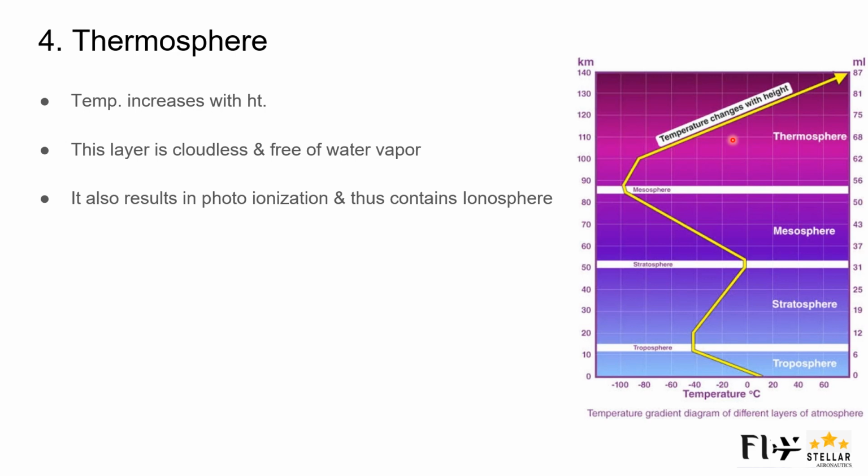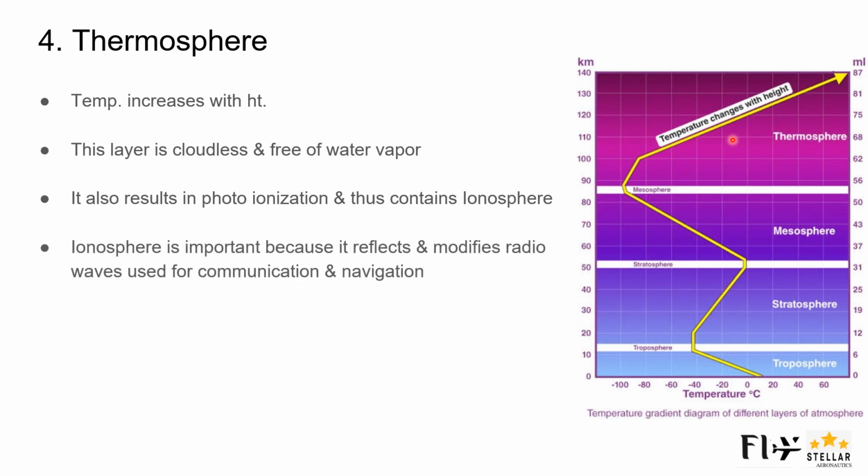Photoionization is breakup of gas molecules into ions. Ionosphere is important because it reflects and modifies radio waves used for communication and navigation. Most auroras happen in thermosphere.